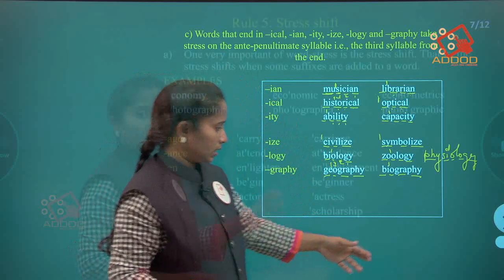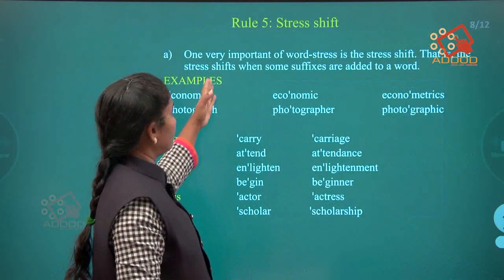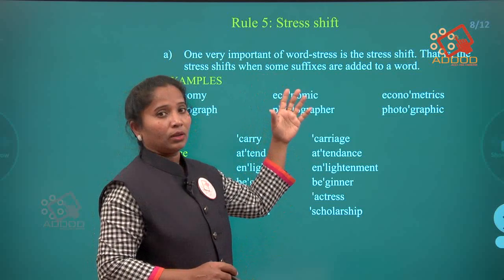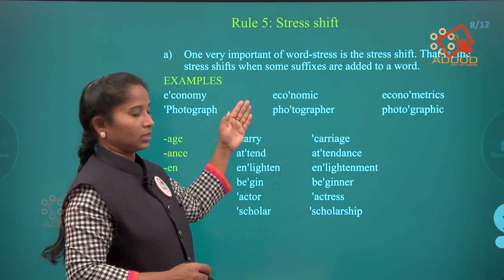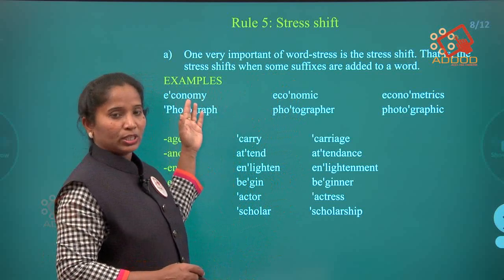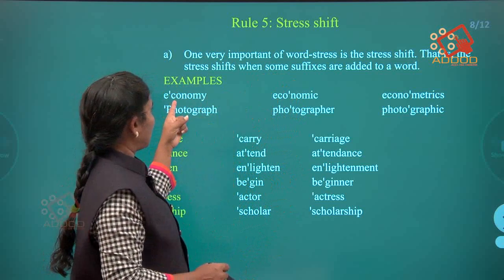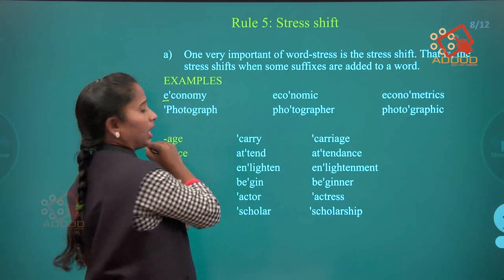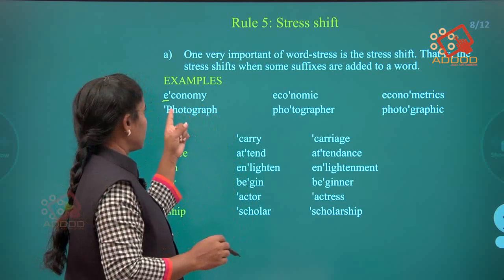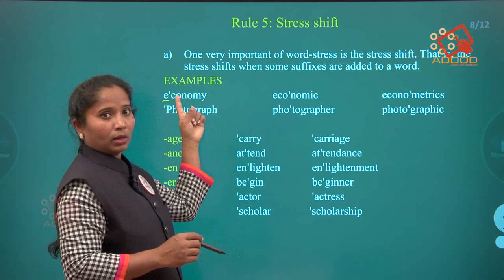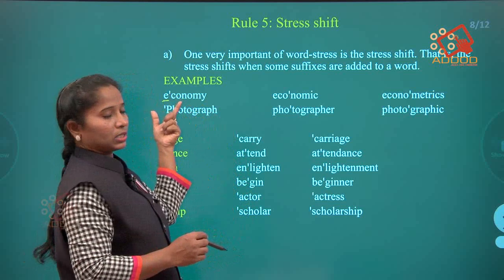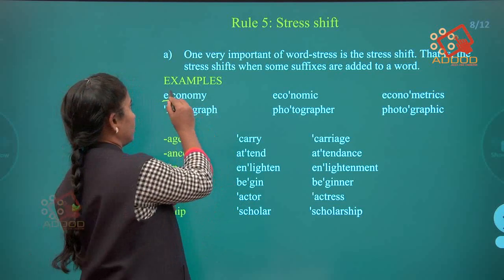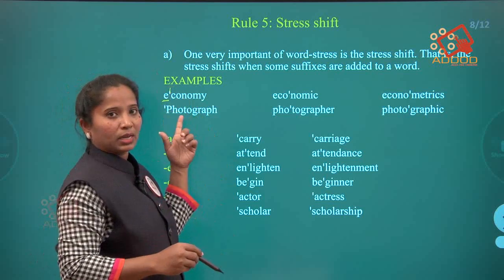Okay, next. Now we have stress shift. So what is stress shift? When a word gets a suffix, the stress will be shifted. For example, you have economy. How do you pronounce? Because E is a weak prefix, we are using the stress mark on the second syllable. Okay, so here we are pronouncing this as economy. So we are stressing more on co here. That's why the vertical bar stress mark is on that.